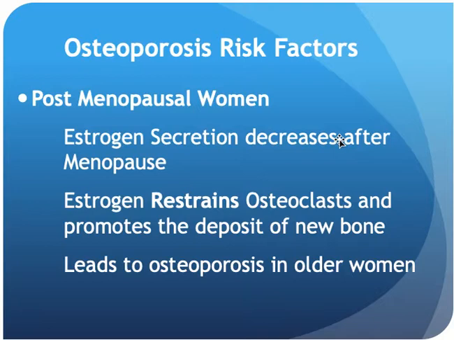Postmenopausal women. The reason for this is that estrogen secretion is going to decrease after menopause, okay? And then we say, okay, why is that important? What does estrogen do for me? Estrogen is going to restrain osteoclasts, and we know that osteoclasts are the cells that break down bone. So it restrains osteoclasts and it promotes the depositing of new bone. So it makes us put new bone down, and it restrains the cells that break down our bone. And when this estrogen secretion decreases after menopause, it's going to lead to osteoporosis in older women because, again, those osteoclasts are going to be more active and we're not going to deposit as much new bone as we used to.